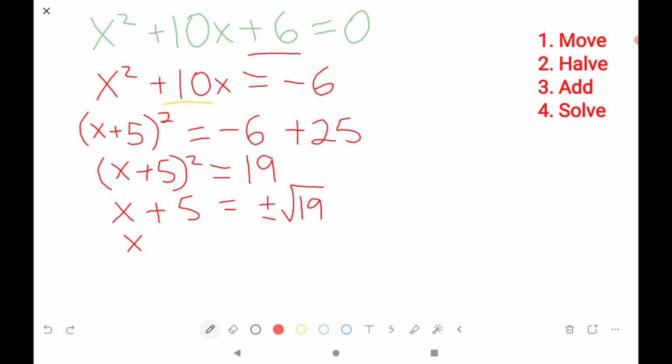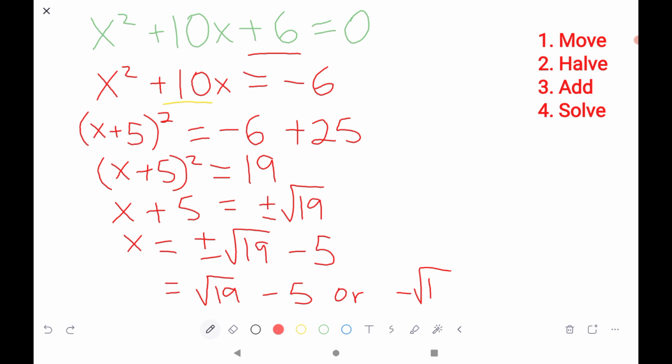And finally, we just need to move the plus 5 to the other side. And it becomes a minus 5 when you move it. And we've got our two solutions now. X equals root 19 minus 5, or x equals minus root 19 minus 5.